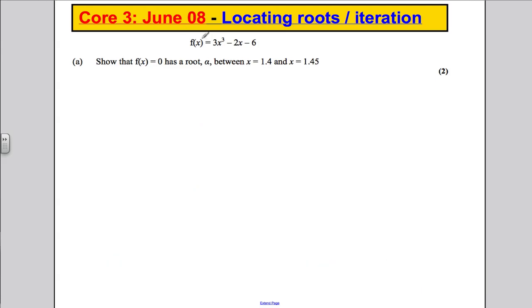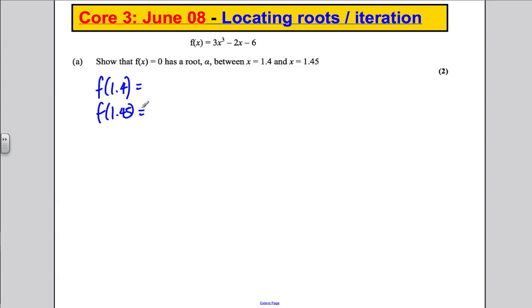Okay, working our way through bit by bit. f of x has a root alpha between 1.4 and 1.45. We just use the change of sign rule. So we work out f of 1.4 and we work out f of 1.45, typing that into our calculator.